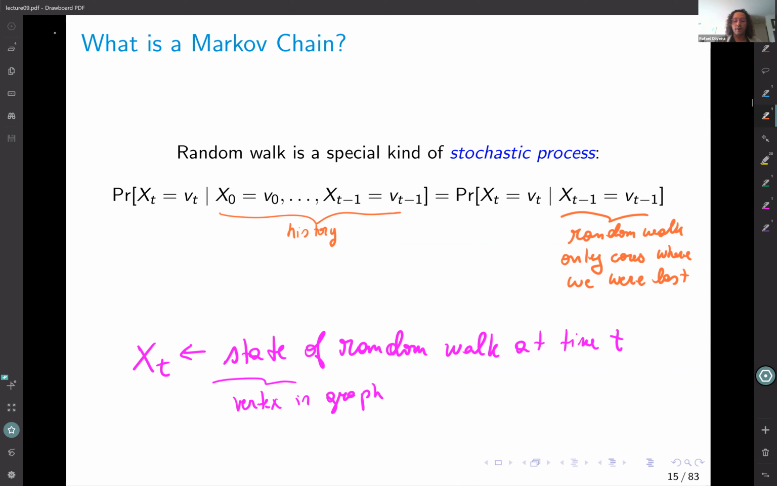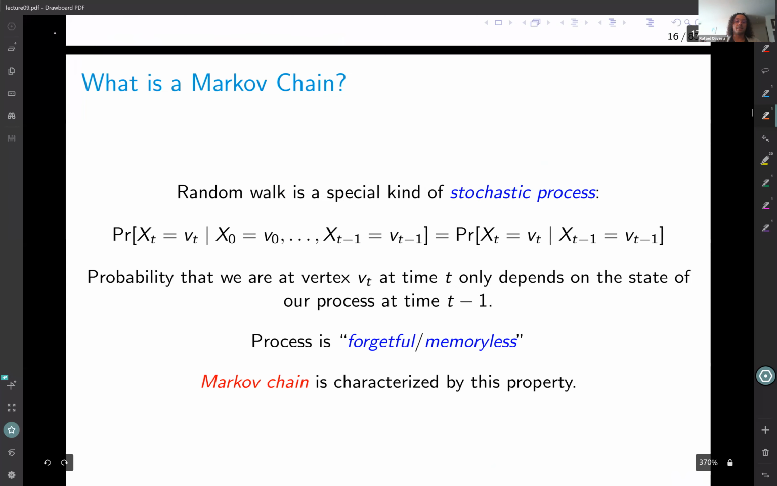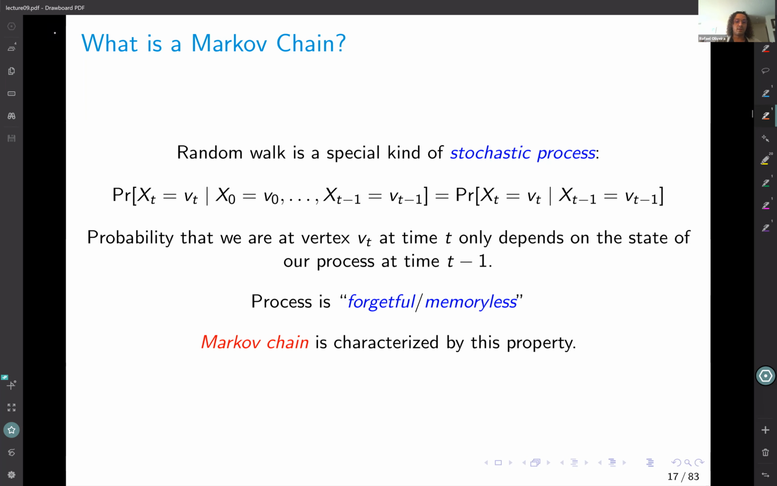So that's what we just said: the probability that we're at a vertex v_t at time t only depends on the state of our process at time t minus 1. This is a very special kind of stochastic process, because it is forgetful, memoryless. The random walk doesn't care what I did 4 steps ago. It has no effect. So a Markov chain is characterized by this forgetfulness property.